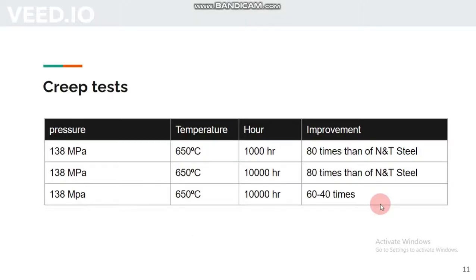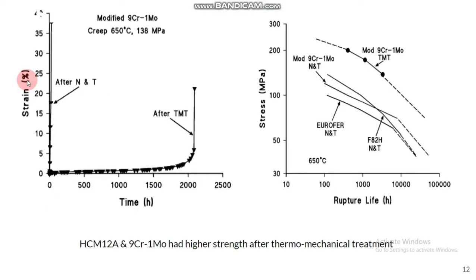The creep test data taken of the ODS plus TMT steel at constant pressure of 138 megapascal and temperature of 650 degrees centigrade with different time intervals shows significant improvement compared to the normal tempered steel. The creep curve shows an immense difference between the creep behavior of normal tempered steel and the ODS steel, which had gone through the thermomechanical treatment.